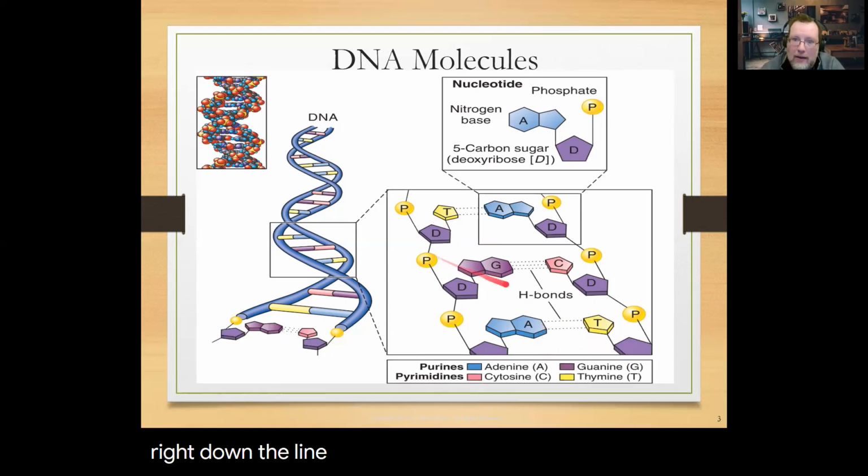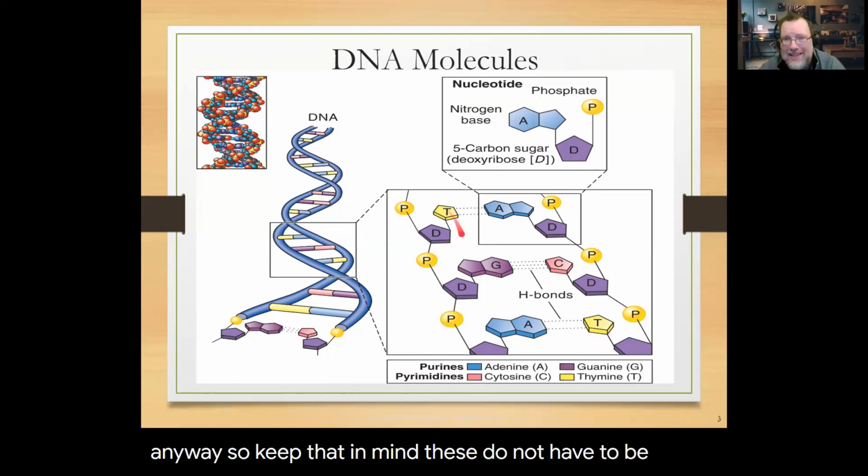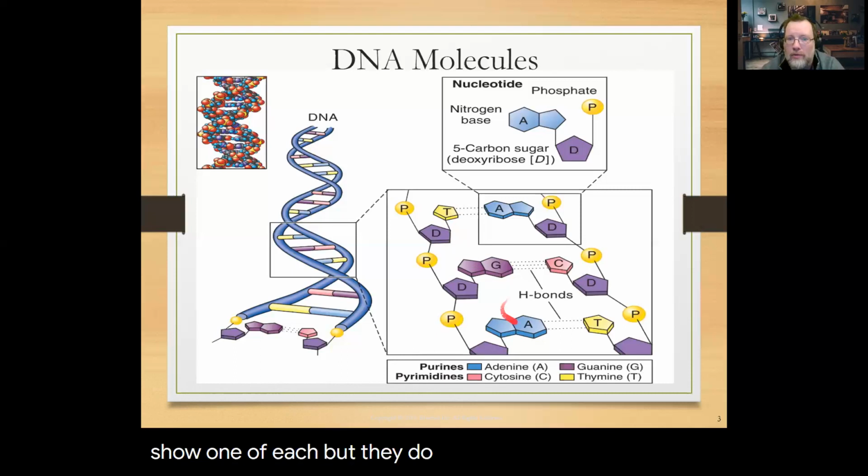These do not have to alternate. They can. Again, this is a puzzle that has pretty much an infinite number of possibilities regarding combinations. So anyway, keep that in mind. They show one of each, but they do not have to be one of each right in a row necessarily.